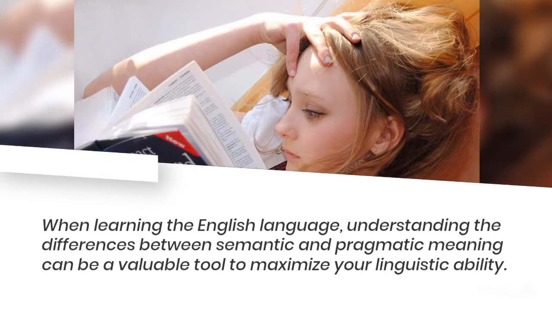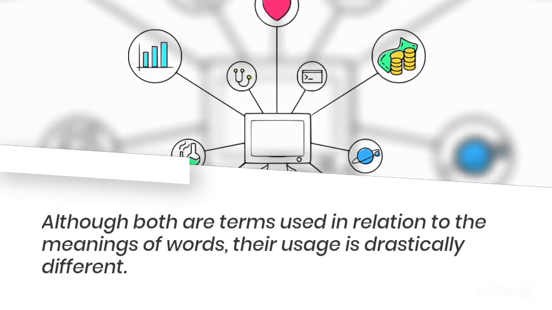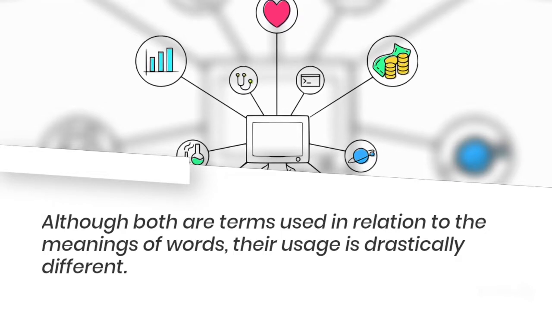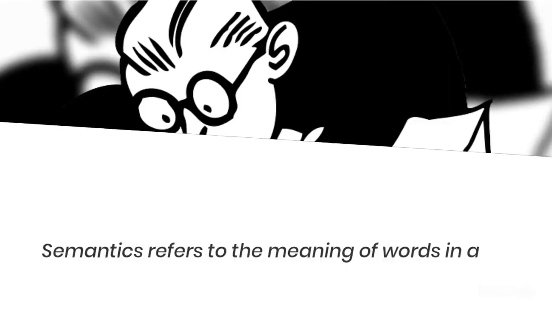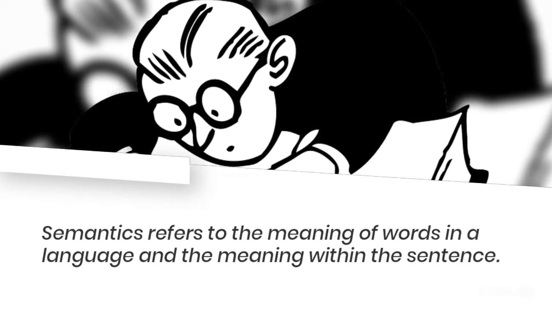When learning the English language, understanding the differences between semantic and pragmatic meaning can be a valuable tool to maximize your linguistic ability. Although both are terms used in relation to the meanings of words, their usage is drastically different. What is semantics? Semantics refers to the meaning of words in a language and the meaning within the sentence.